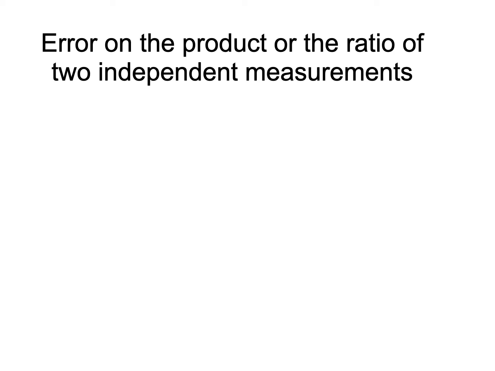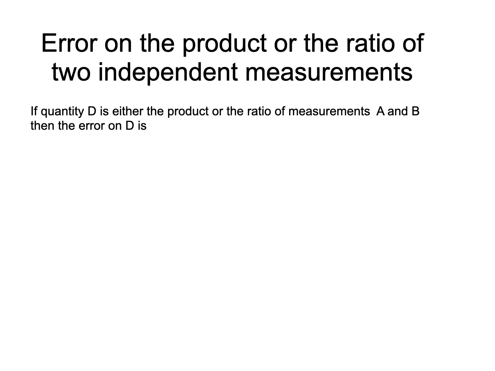Let's move on to the task of evaluating the error of a product or ratio of measurements. The quantity D will be the result of either the product or the ratio of two independent measurements A and B. The error on D is slightly more complicated to calculate than the error on a sum or a difference of measurements, but there are some similarities.